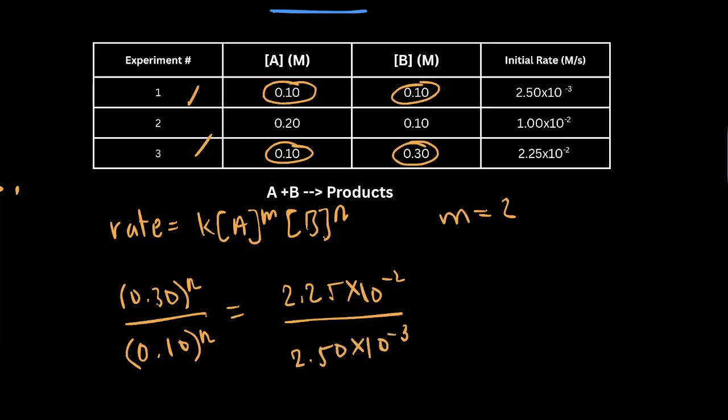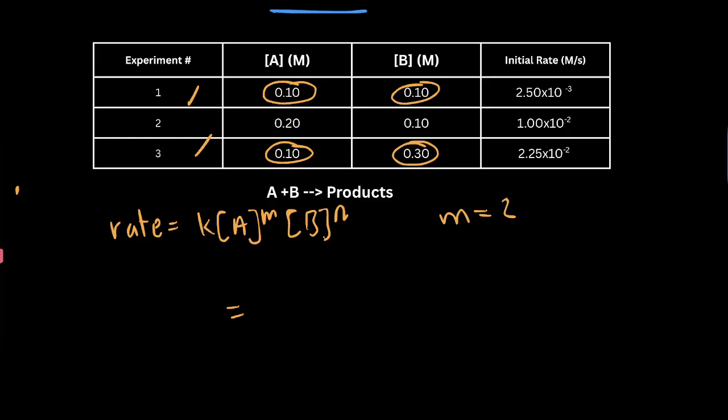Simplifying our values a little bit, well, firstly, we can simplify this expression, as you remember, to just be 0.3 divided by 0.1, this whole thing raised to the n. And again, actually doing some of our arithmetic here will give us our values. 0.3 divided by 0.1, well, that's 3 to the n. And our 2.25 times 10 to the negative 2, that whole expression is simply equal to 9.